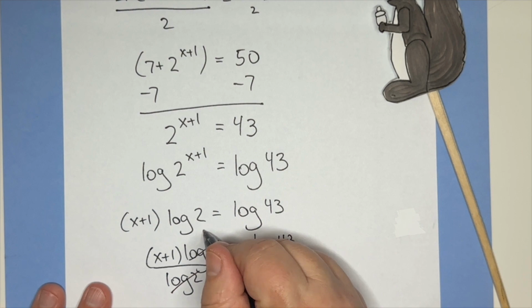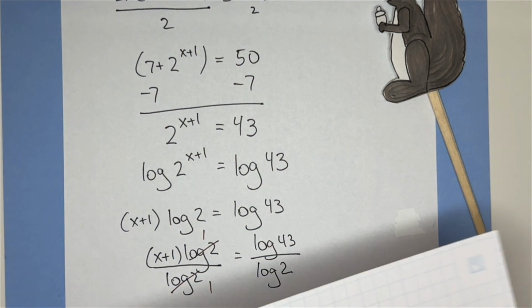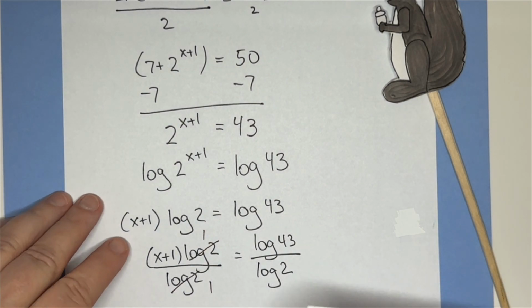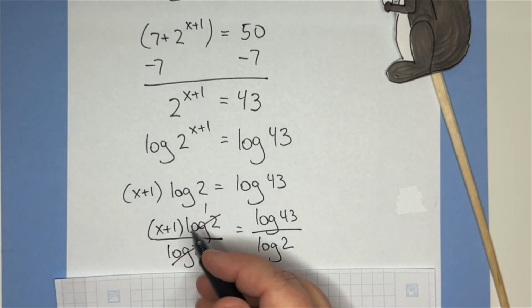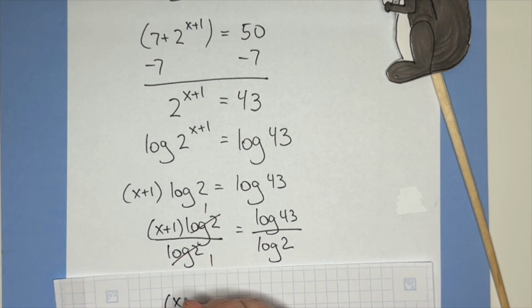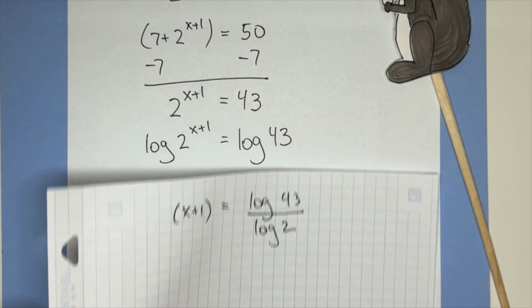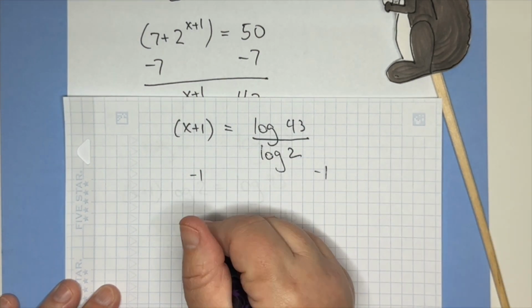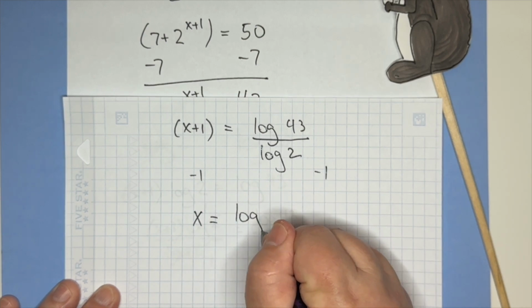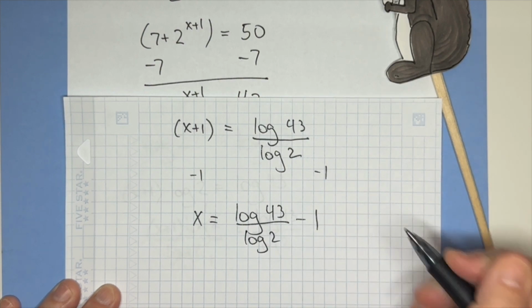Then I'm going to divide both sides by log of 2. That cancels over here. And then I need one more piece of paper. So I'm going to rewrite this problem. I get x plus 1 equals log of 43 all over log of 2. And then I'm going to subtract 1. And I get x equals log of 43 all over log of 2 minus 1.